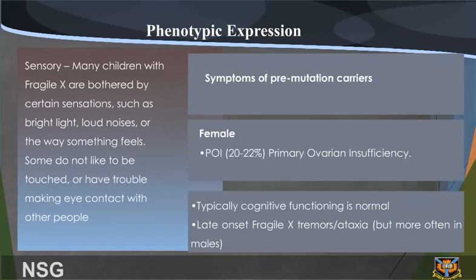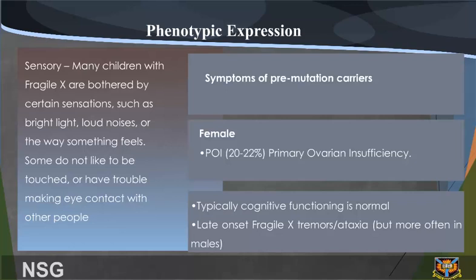Sensory. Many children with fragile X are bothered by certain sensations, such as bright light, loud noises, or the way something feels. Some do not like to be touched or have trouble making eye contact with other people. Symptoms of premutation carriers. Female: POI 20 to 22%, primarily ovarian insufficiency.